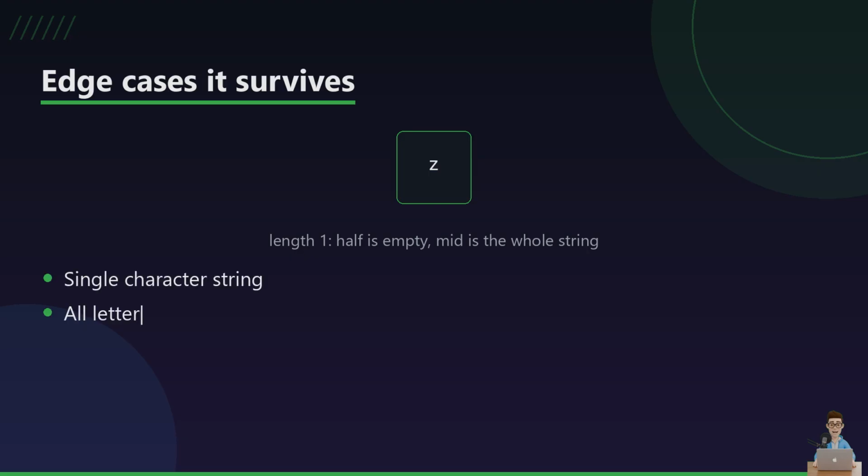A single character like Z has an empty half and the whole string as the middle, so the loop just does nothing extra. If every letter is identical, like AAAA, the half is just AA and mirrors itself perfectly. If the input is already the smallest palindrome, we still rebuild it the same way, so no special casing is needed anywhere.